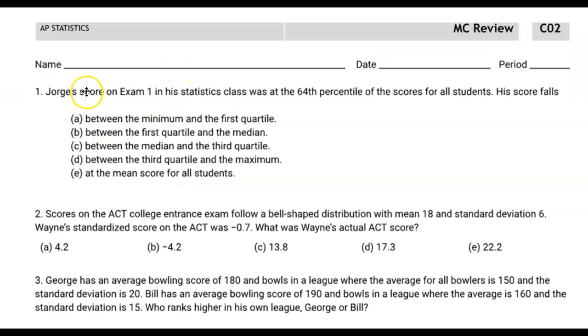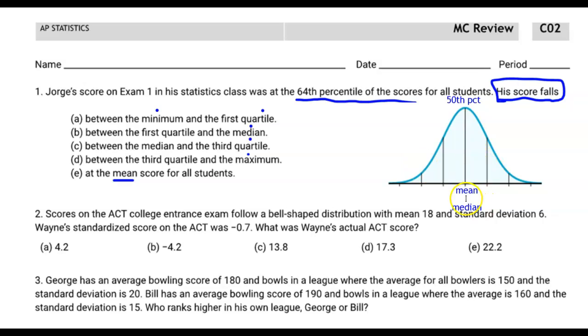In this first question, it tells us that Jorge's score on exam 1 was at the 64th percentile of the scores. That, of course, means that 64% of scores were below that. So it asks us where his score falls. And it talks about the minimum, the first quartile, the median, the third quartile, the maximum, and it also refers to the mean. Let's take a look at where the 64th percentile would be.